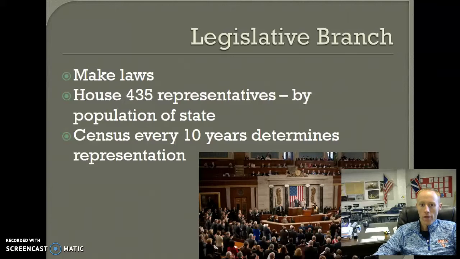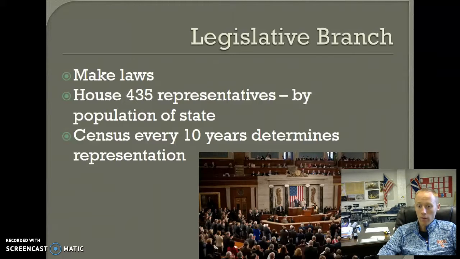The House has 435 representatives, and the representation from each state is determined by the population of the state. So, for example, our state, Indiana, has 9 representatives. Smaller states like Wyoming, Montana, and Alaska have 1. Bigger states like California have 53.